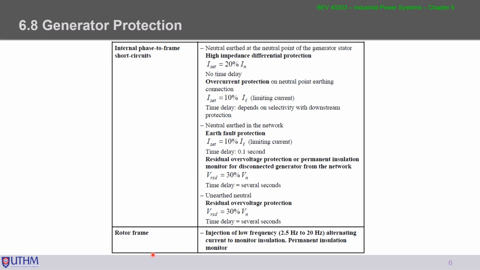And lastly is the rotor frame fault. Injection of low frequency, 2.5 Hz up to 20 Hz, alternating current to monitor insulation, with a permanent insulation monitor.